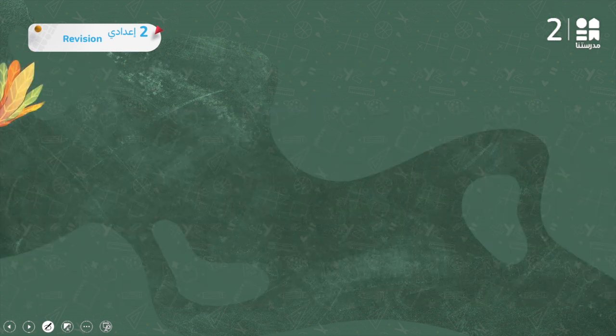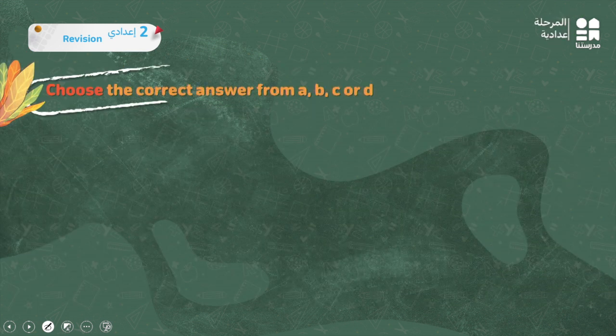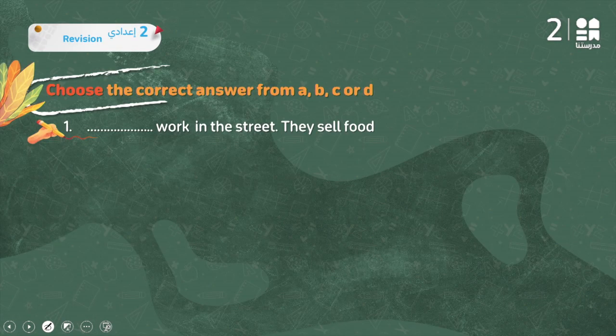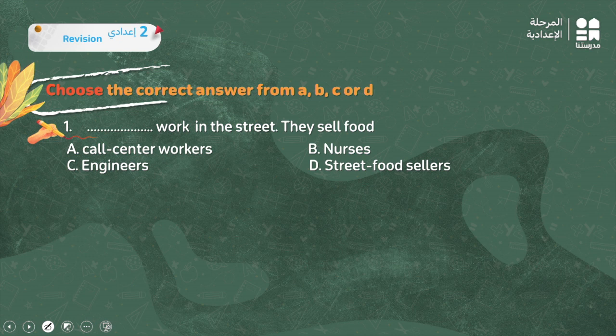So here, choose the correct answer from A, B, C, or D. Let's remind ourselves of the vocab words of the previous units. We will remember now some of the vocab words we got to know in units 4, 5, and 6. Here I have number one, blank work in the street. They sell food. So, am I talking about call center workers, the people who work in customer service, or engineers, or nurses, or street food sellers, the people who sell food in the street? So, what is the best choice here? Of course, because I have food and street, the answer is letter D.